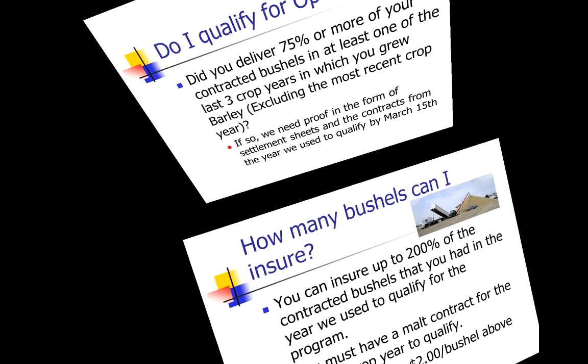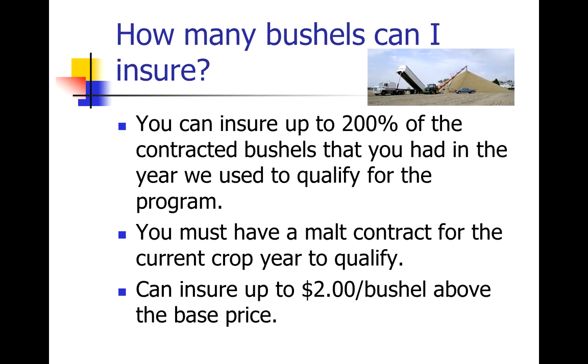So how many bushels can you insure in this current crop year? We can insure up to 200% of the contracted bushels that you had in the year we used to qualify. So we'll go through a scenario here, but let's say in 2011 you had 100,000 bushels contracted. You delivered 90,000 bushels on the contract that year as malt. So you're at 90% of what the contract was for that year. That's above the 75%, so you would have qualified.